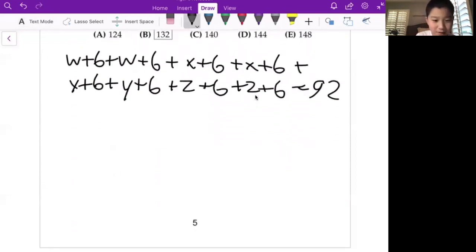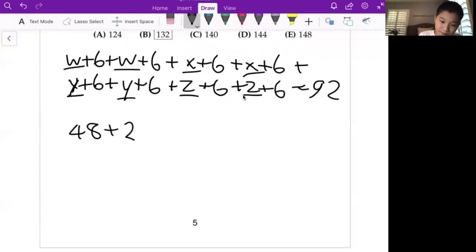Let's add up all those 6's. There are 8 6's there, so 48. Let's change this into 48. And then plus, well, there are 2 W's here and here, and then 2 X's, that's a Y, that's Y. 2 Y's and 2 Z's.